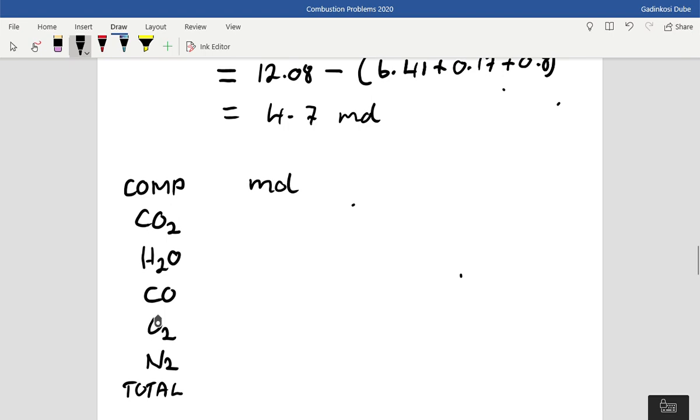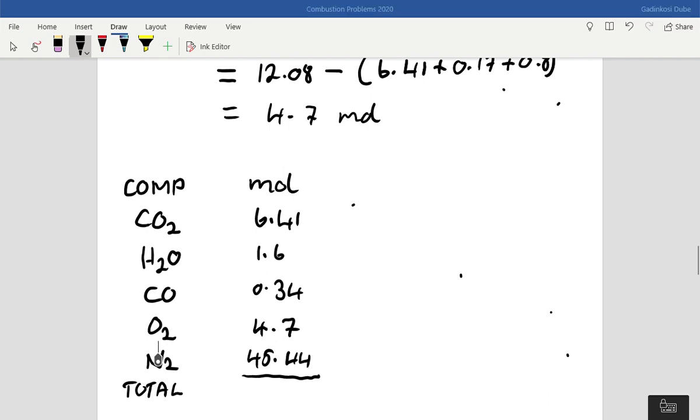So we've got 6.41, 1.6, these are the amounts, 0.34, 4.7. Oh, sorry about that. We'll remove that before it gets confusing. 4.7, and then the last one is 45.44. So you total this up, comes up to 58.49. Now that you have that, you can go on to find your mole fractions.